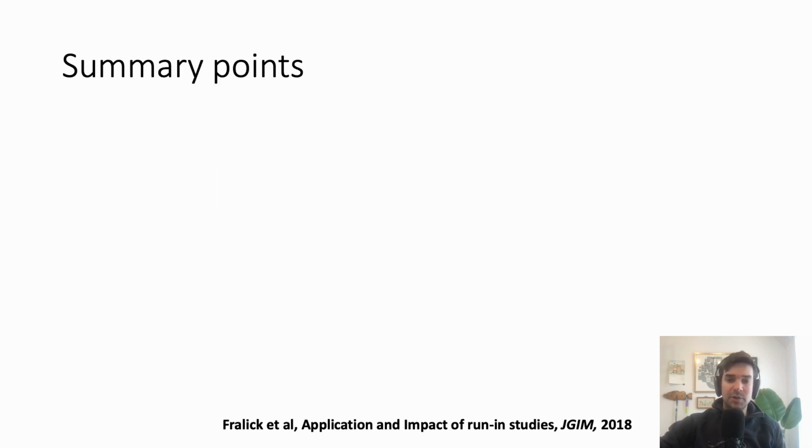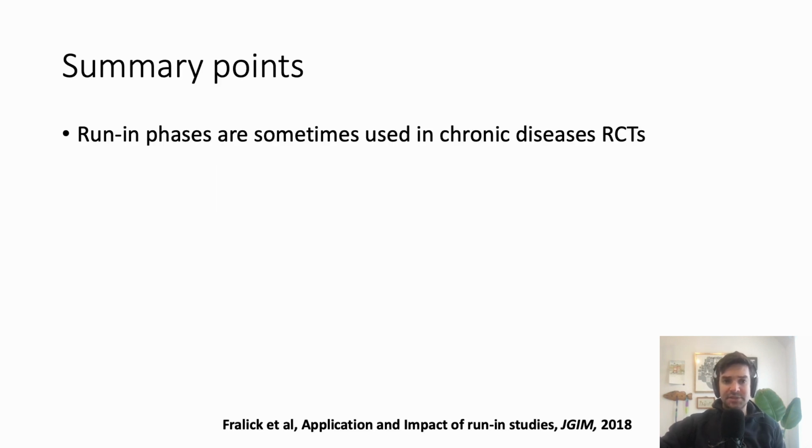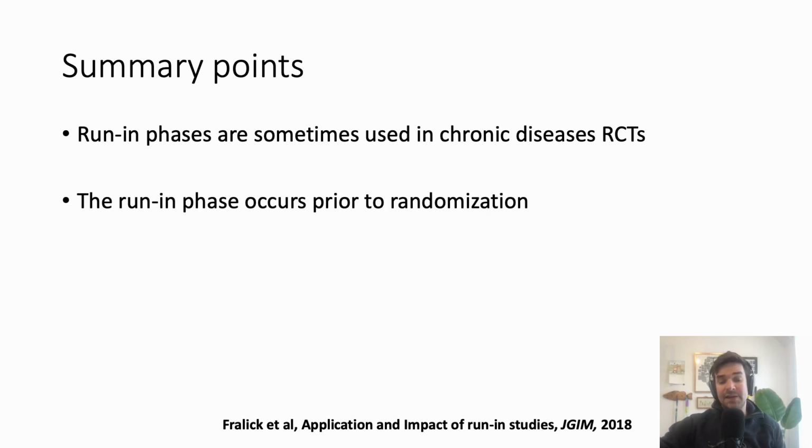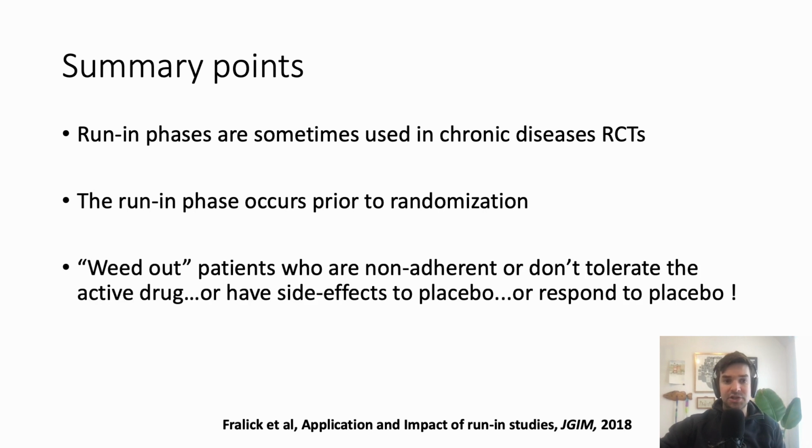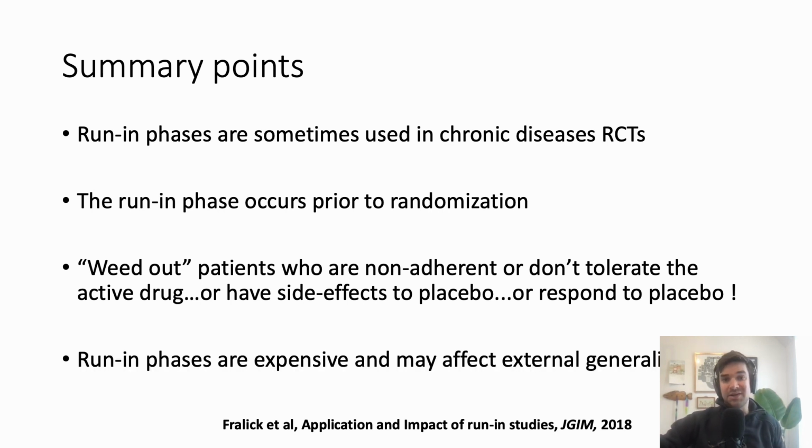Some key summary points. So run-in phases are sometimes used for medications for chronic diseases. So you'll see this commonly, for example, in trials related to heart failure drugs or diabetes medications. The run-in phase occurs prior to randomization, and the goal is to weed out patients who are non-adherent or don't tolerate the active drug, or have side effects to the placebo, or maybe even respond to the placebo.